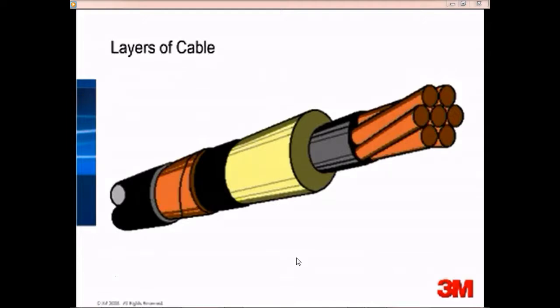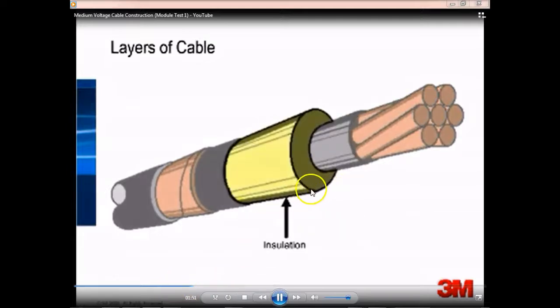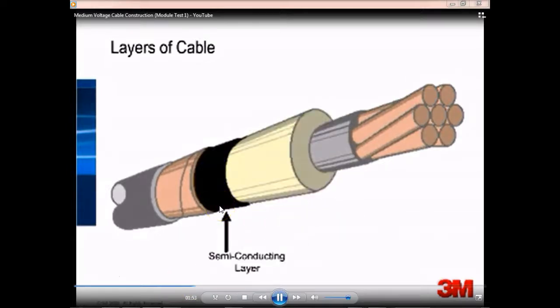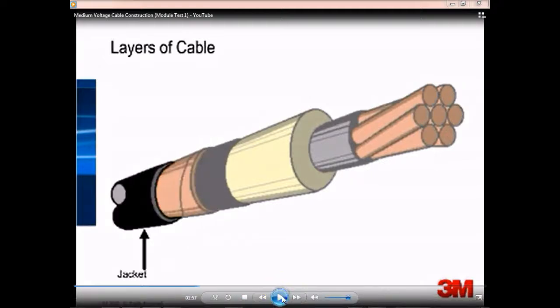There are 6 distinct layers in medium voltage cable. They are conductor, strand shield, insulation, semiconducting layer, metallic shield, and jacket. We looked at that, right? We talked about that. In fact, that's what we looked at over here.